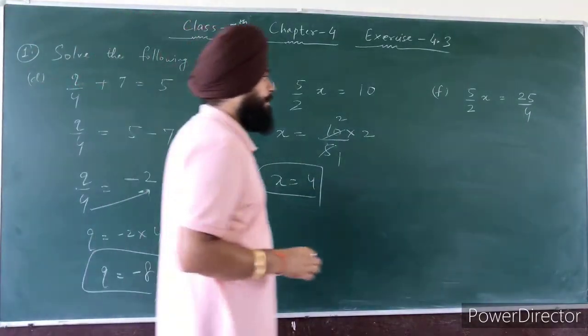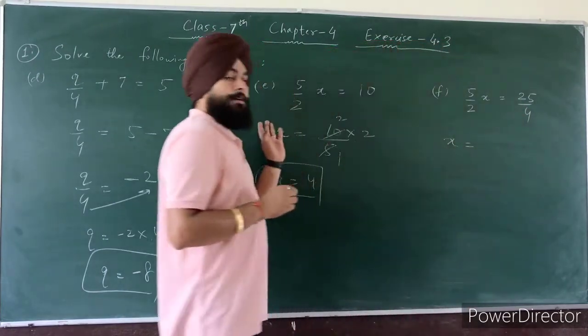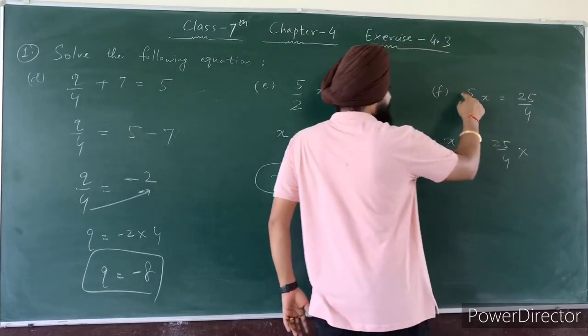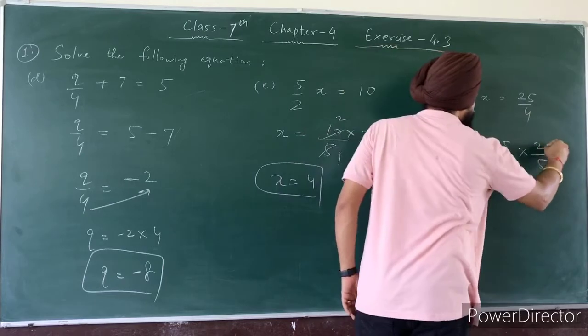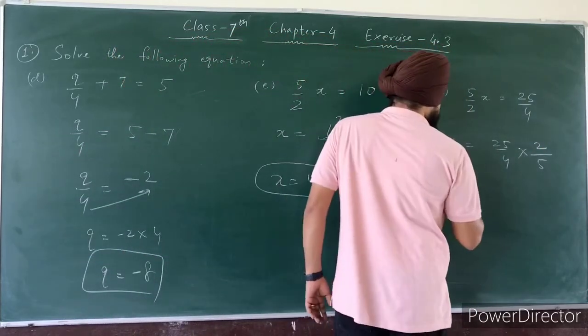Next F part, 5 by 2 x is equal to 25 by 4. Same steps as the E part. So 25 by 4, as this, 5 is divided on the right hand side and 2 is multiplied on the right hand side. Now solve this equation.